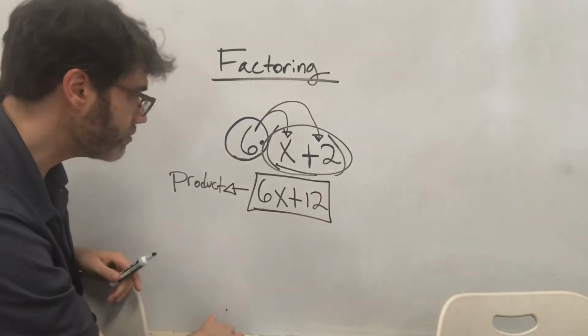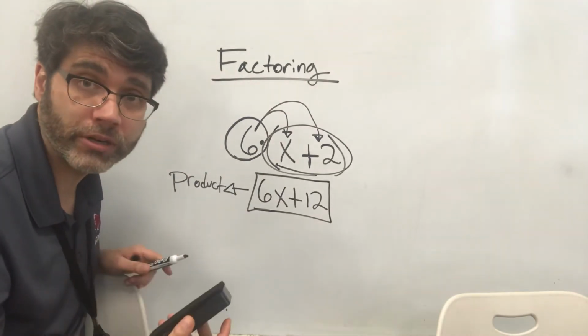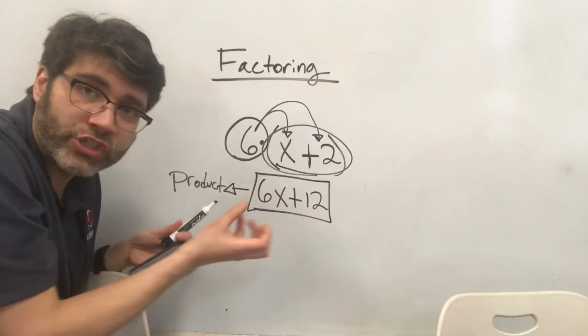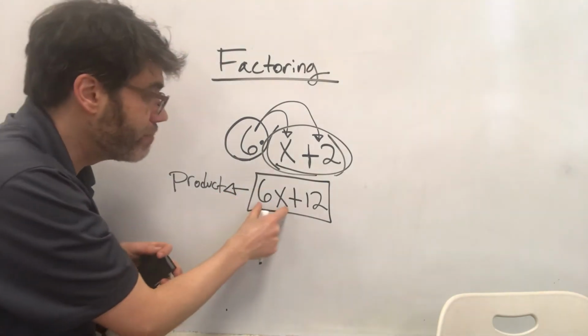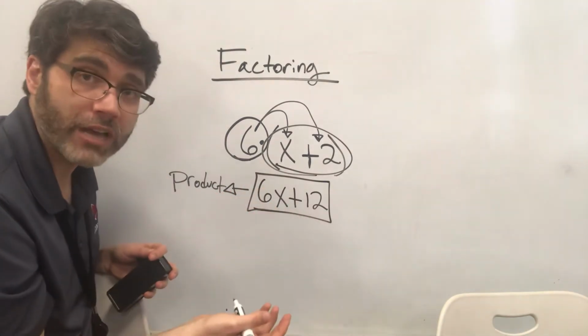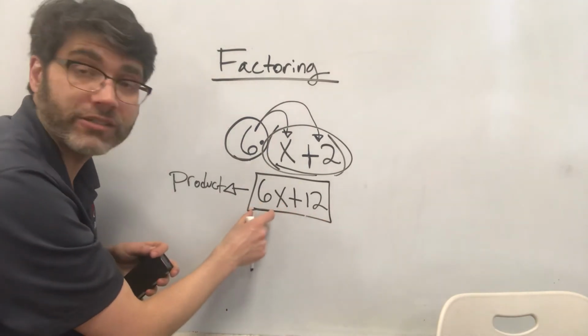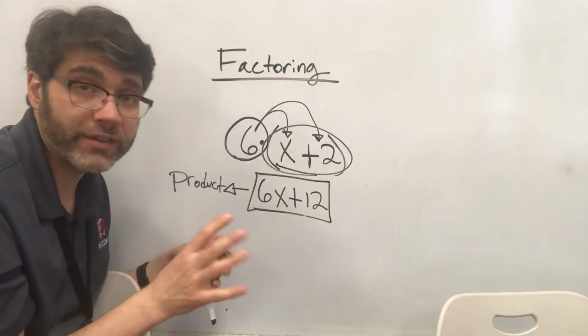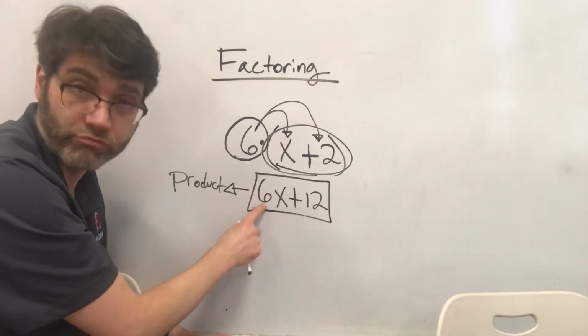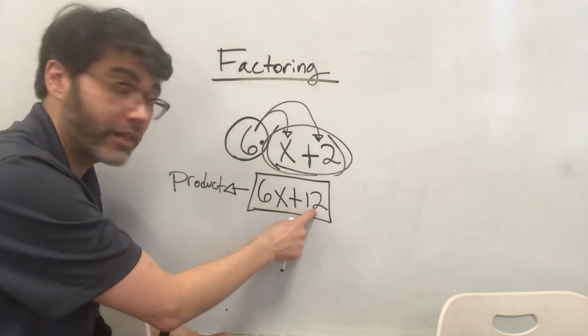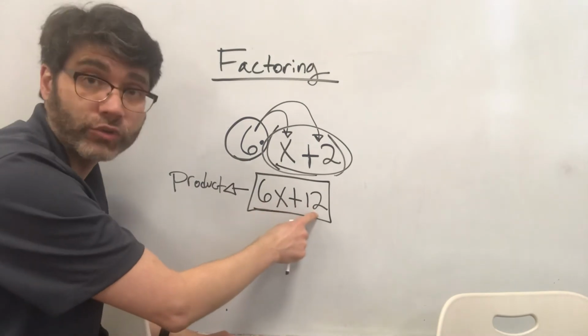So, how do we break it down into its component parts? We try to extract the greatest common factor from both of these terms. And the greatest common factor from both of these terms is 6. Now, you could think of other factors that you could pull out from both of these. 2 is a factor of 6, as well as 6x, as well as a factor of 12.